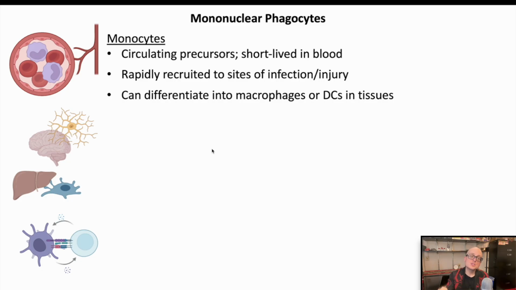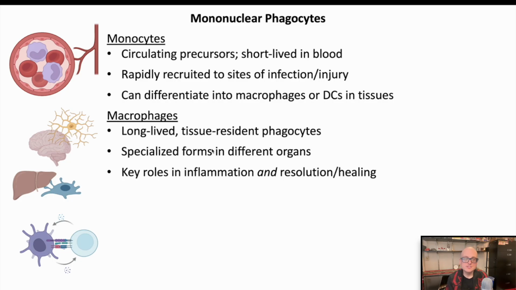And once they move into the tissue, that is a strong developmental signal to them to differentiate into macrophages or dendritic cells. So you may remember the chart that we looked at originally, macrophages and dendritic cells both derived from monocytes. There was a little bit of a sub-family tree going on there. That's what happens. Monocytes come out of the blood, and once they enter a tissue, they become one of these other cell types. Macrophages, one of the things that monocytes can become, are long-lived tissue-resident phagocytes.